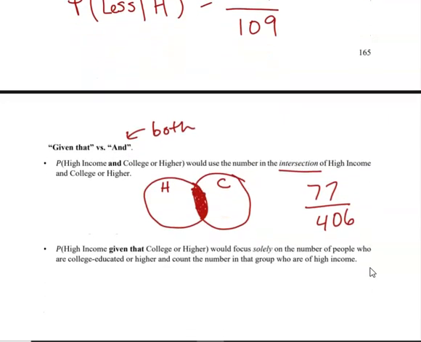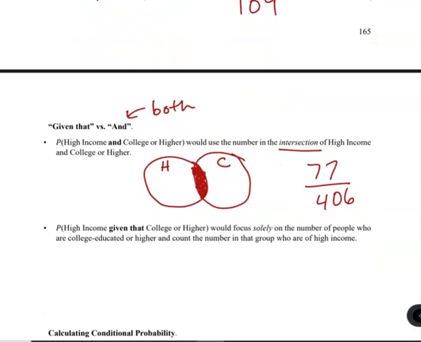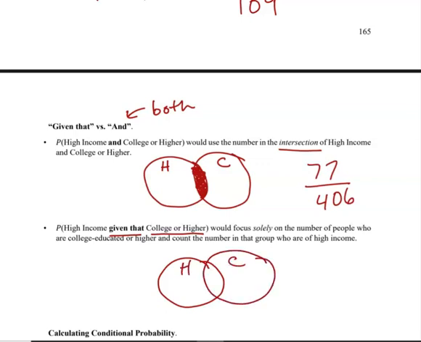On the other hand, this is the probability that somebody is high income given that they are college educated. So in my Venn diagram, the probability that somebody is high income given that they are college educated. So of the college educated group, it's the same. Maybe the Venn diagram is not the best way to say it. Well, let me do it this way. Let's get rid of this part. So given that they are college educated, what is the likelihood that they are high income?